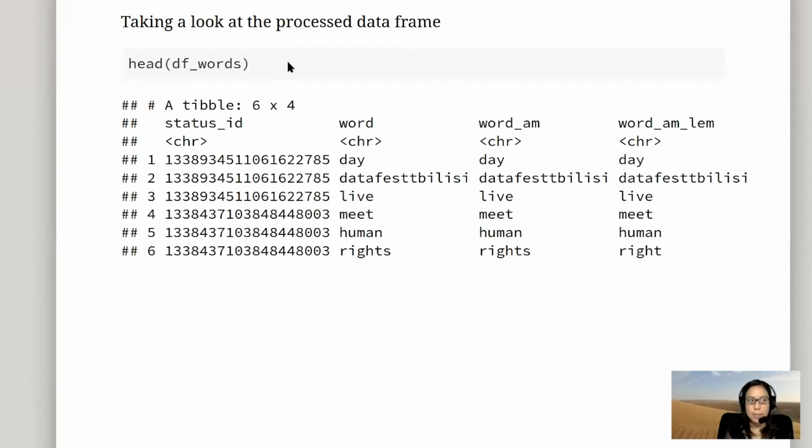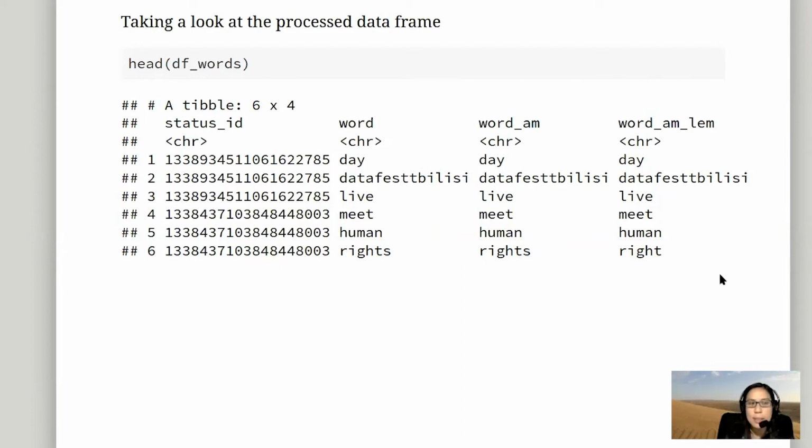So this is the head, the first lines of my new data frame that has been cleaned and processed. So what we have is a tibble, a data frame that has a column as status ID. So this is the ID of the tweet. Then the other column is word. So this is the words that were separated. And then the American version of the word, well, in this case, those are exactly the same, right? And then the lemmatized version of the word. And again, in these examples, they're almost the same, except that rights is lemmatized as right. That's the only difference.